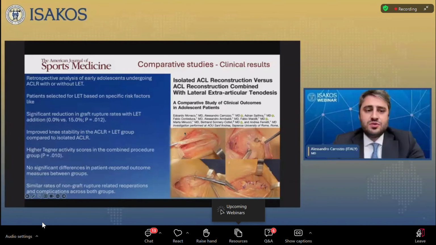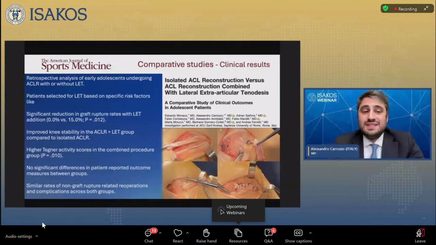And back in 2022, we published, I think, the first comparative study specifically in skeletally immature patients who received isolated ACL reconstruction or combined with an old soft tissue lateral extraarticular tenodesis, the Arnold Coker. The patients were selected for lateral extraarticular tenodesis based on specific risk factors like high-grade pivot shift, high activity levels, or participation in pivoting sports, or second fracture.